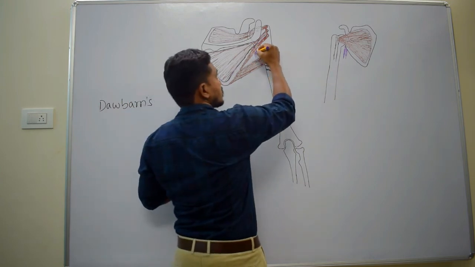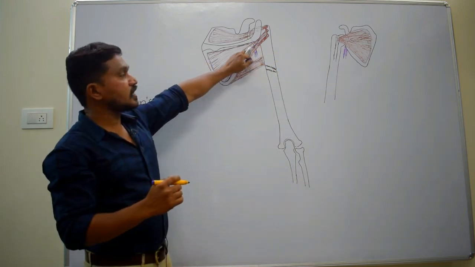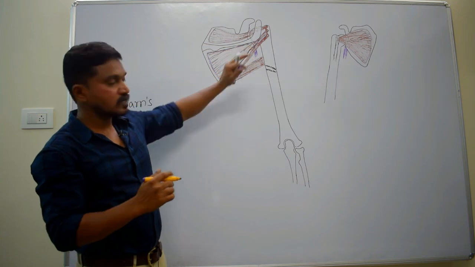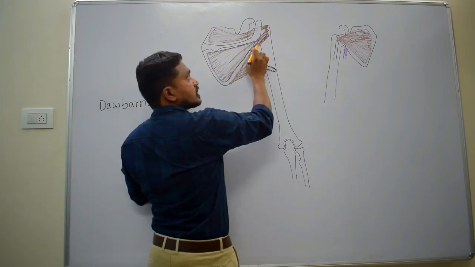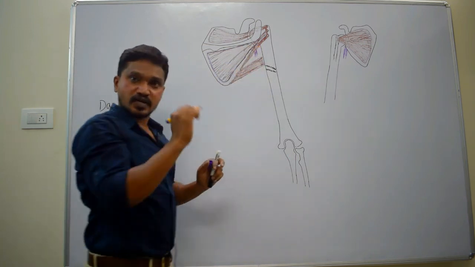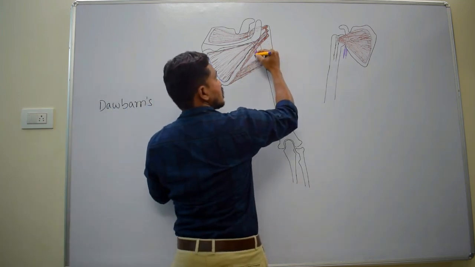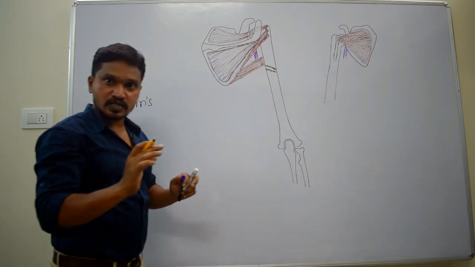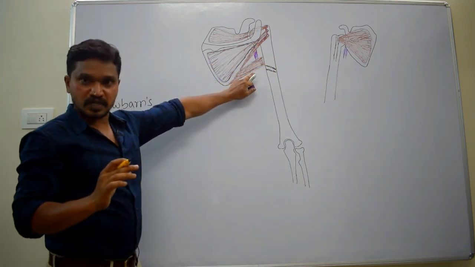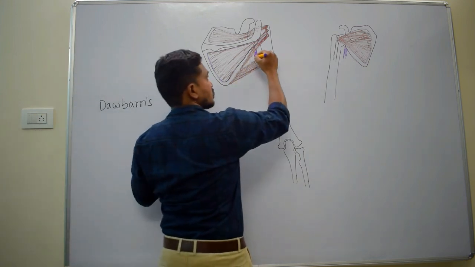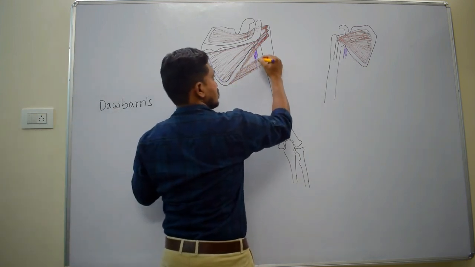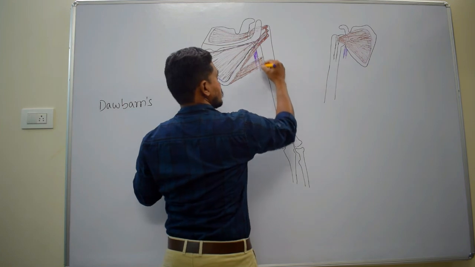But this long head of triceps I am drawing deep to the teres minor. Is it? So teres minor is present behind the long head of triceps. That's what I am drawing like this. So this is the long head of triceps. But it is passing in front of the teres major. That's what I am drawing as a continuous line here. So this is the long head of triceps.